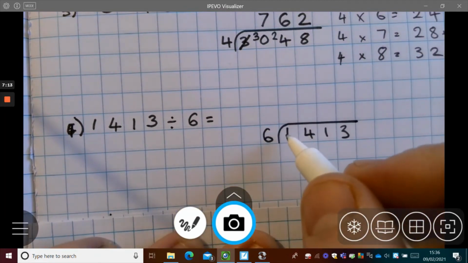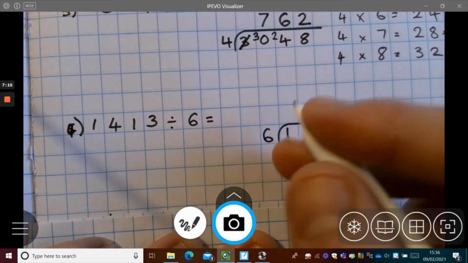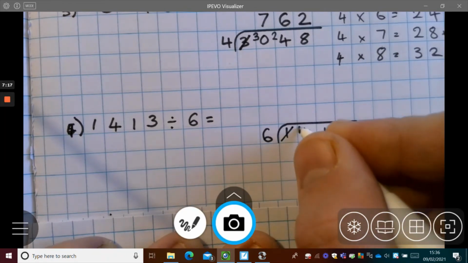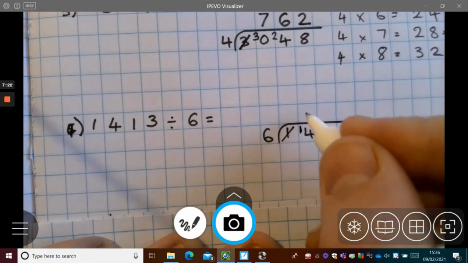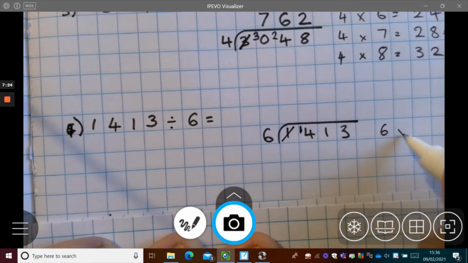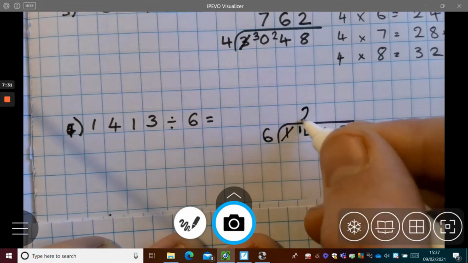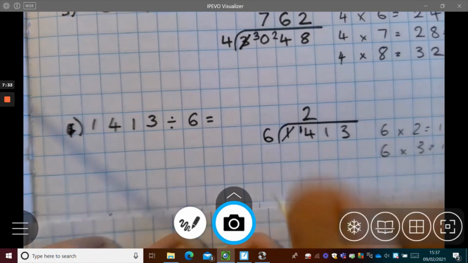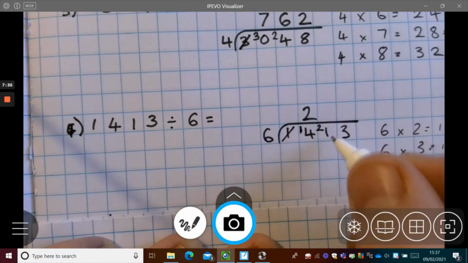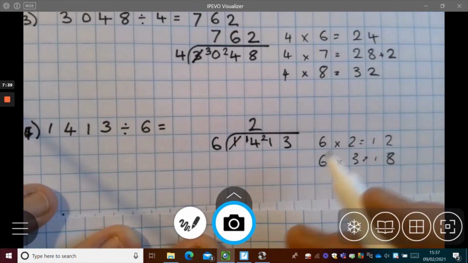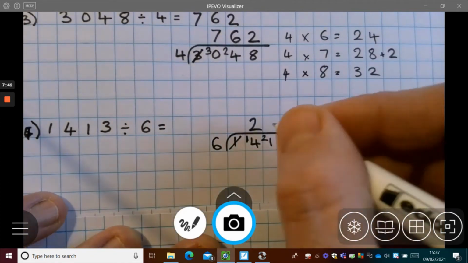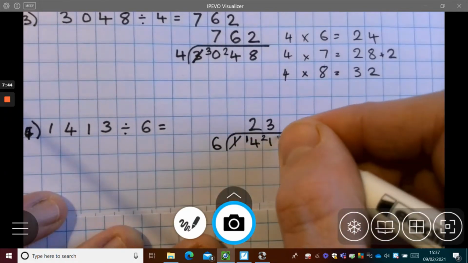So 6's into 1, can't do that, so I'm going to bring that across. 6 is into 14, that's going to be 2 because 6 times 2 is 12, 6 times 3 is 18, that's too big, so it's going to be 2. Difference between 14 and 12 is 2, bring it across. 6 is into 21 then, well I'm going to use 6 times 3 is 18. 3, and I've got 3 left over to bring across.